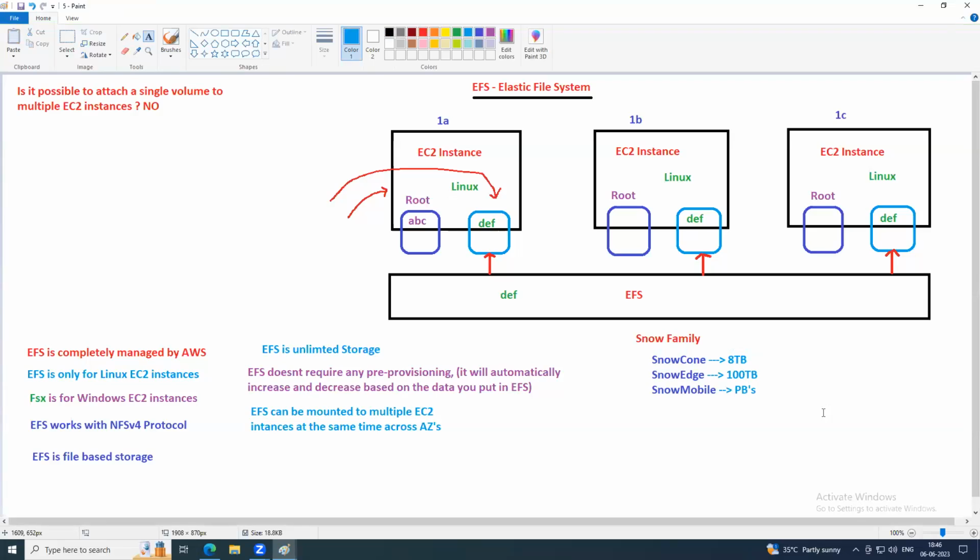So actually what is Snow Family? Snow Family is a physical data transfer. What is physical data transfer? You need to go and order, based on how much size you have. Let's say you have a requirement of 5 terabytes. Can you tell me which device will be suitable? Snow Cone. So you need to go in order.